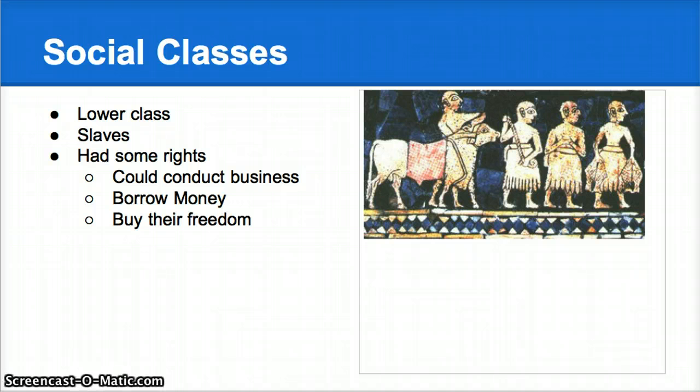Lower class, you have slaves. Some had rights, like they could conduct their own business, borrow money, and eventually they could buy their own freedom. Some societies used slaves as a form of cheap labor. In Sumer, slaves were war prisoners, orphans, poor children, and debtors.